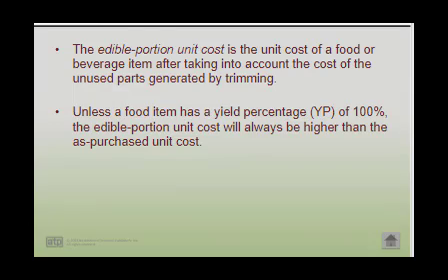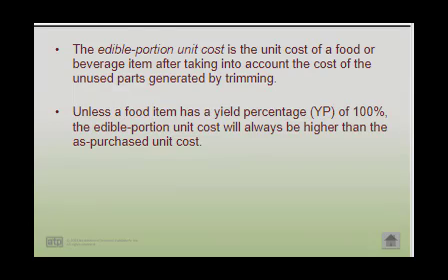The edible portion unit cost is the unit cost of a food or beverage item after taking into account the cost of the unused parts generated by trimming. Unless a food item has a yield percentage, a YP, of 100%, the edible portion unit cost will always be higher than the as-purchased unit cost.